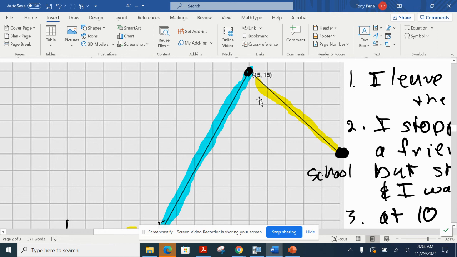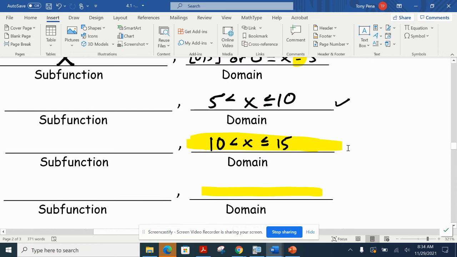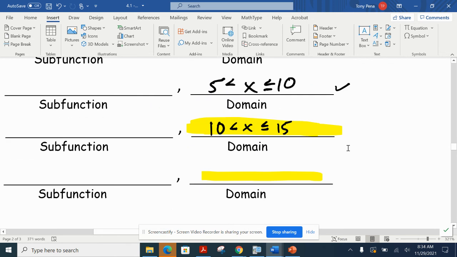All right. So Jada, what time do we start on this interval here? Good. 15 minutes. And we stop after how many minutes? Okay, so it's 15 to 20 minutes. That's when we do the yellow one. So that's just what we want to write in this domain.